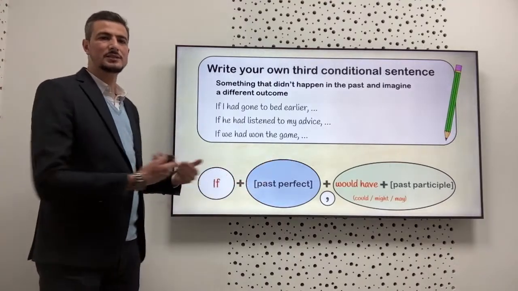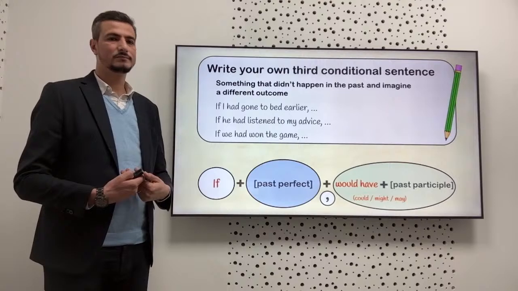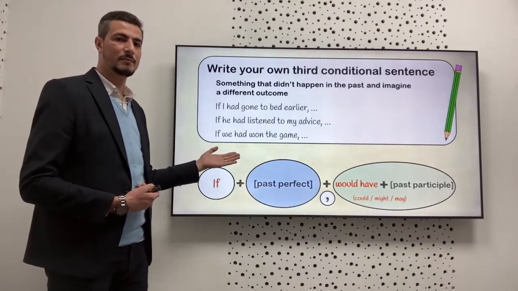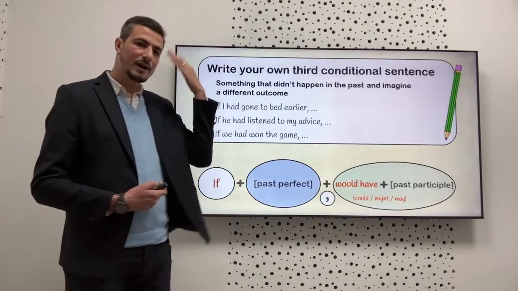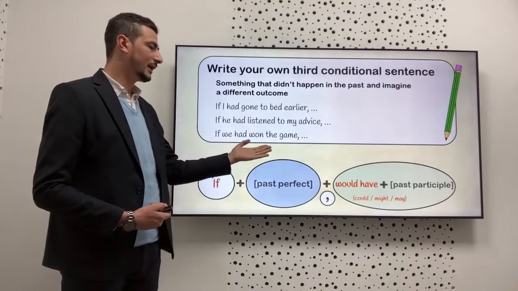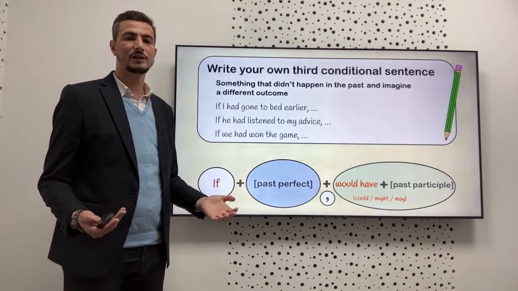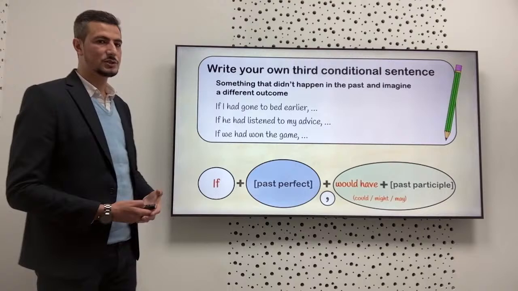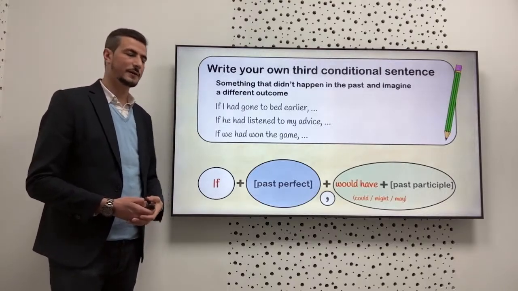In this sentence, did we win the game? No, we didn't. So we didn't win the game. As a result, I'm imagining a different scenario about the past. If we had won the game, we would have qualified. But in reality, we didn't win the game and we didn't qualify.